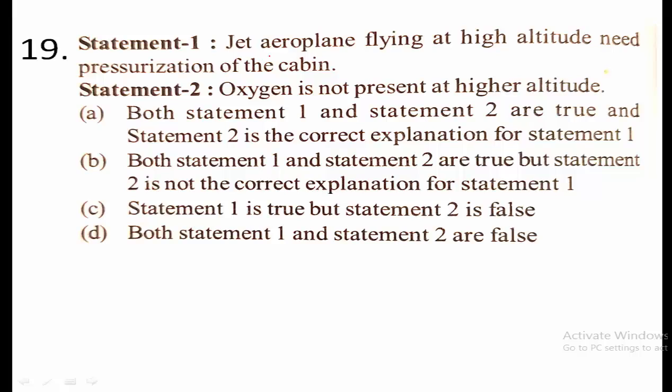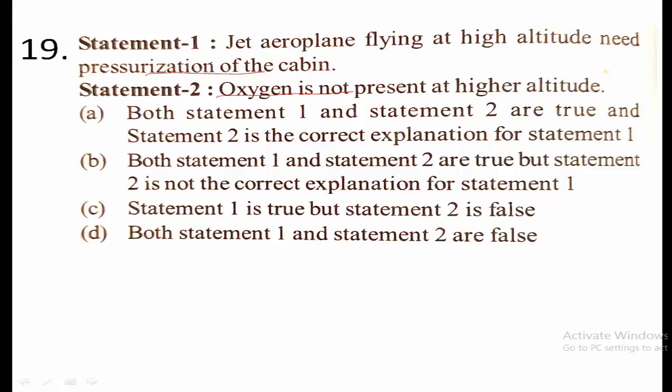ಕರೆಕ್ಟ್ ಎಕ್ಸ್ಪ್ಲನೇಷನ್ ಹೌದಾ? ನೋಡ್ರಿ, first you should know, as you move to high altitude, there will be a decrease in pressure. As a result of the decrease in pressure, the oxygen which is present in air will not dissolve in the blood. ಇಲ್ಲಿ ಪ್ರೆಷರ್ ಕಡಿಮೆ ಆಗುತ್ತೆ, but oxygen will be present. So in order to dissolve that oxygen, we need to pressurize the cabin, and hence pressurization of cabin is a correct statement, but oxygen is not present at higher altitude is a wrong statement, because at high altitudes also oxygen is present, but due to the decrease in pressure, the oxygen will not dissolve in the blood, and hence it creates problems for breathing.